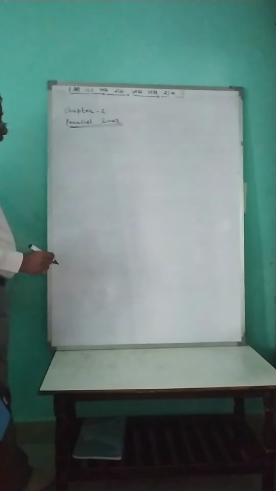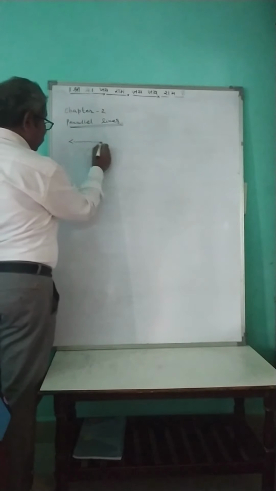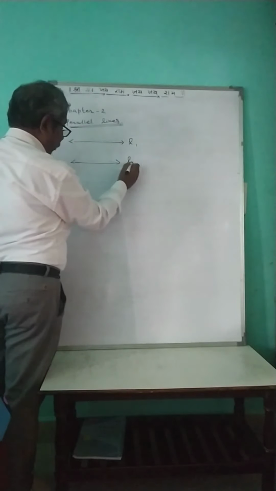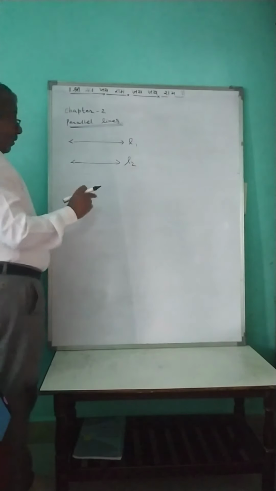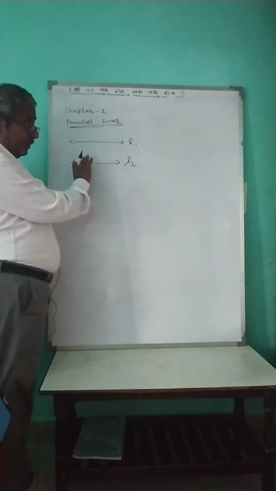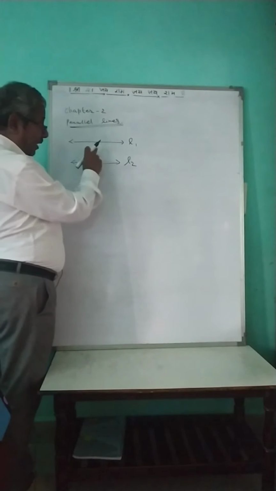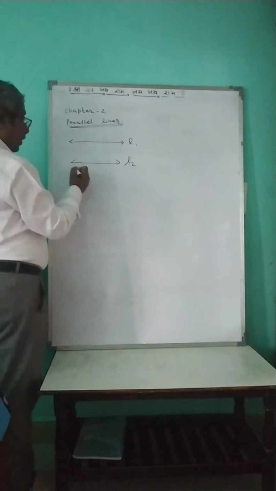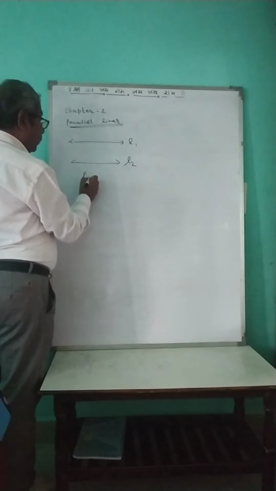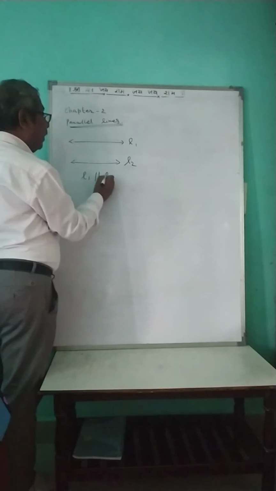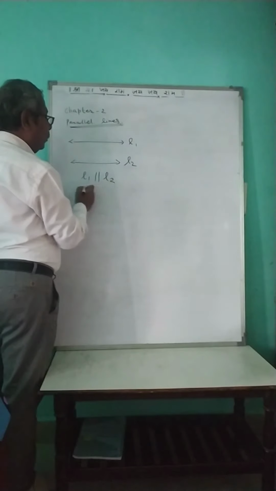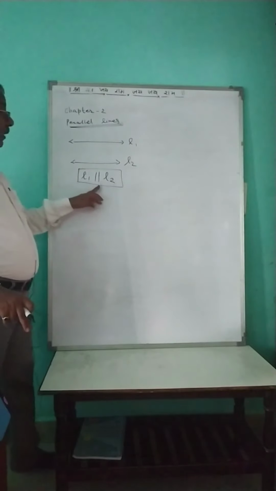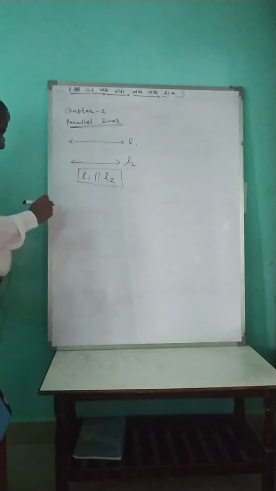So what is a parallel line? Suppose L1 and L2 are two lines, and if these two lines do not intersect each other, then we can say that L1 and L2 are parallel lines, and we can write L1 parallel to L2. Its symbolic representation is like that, L1 ∥ L2.